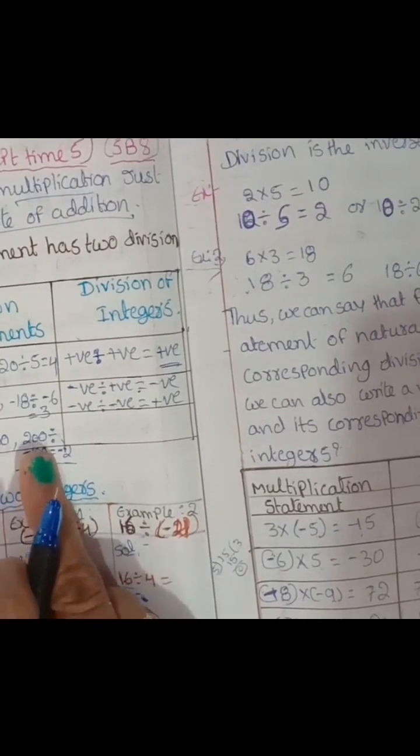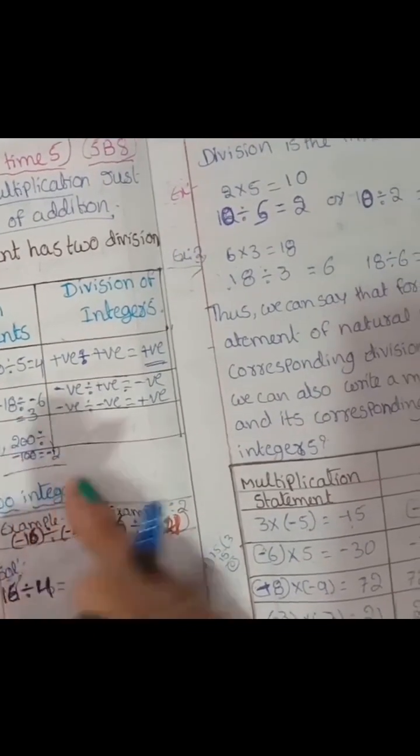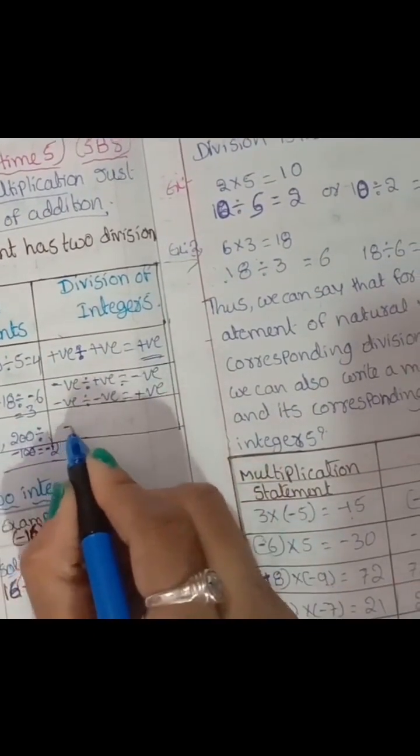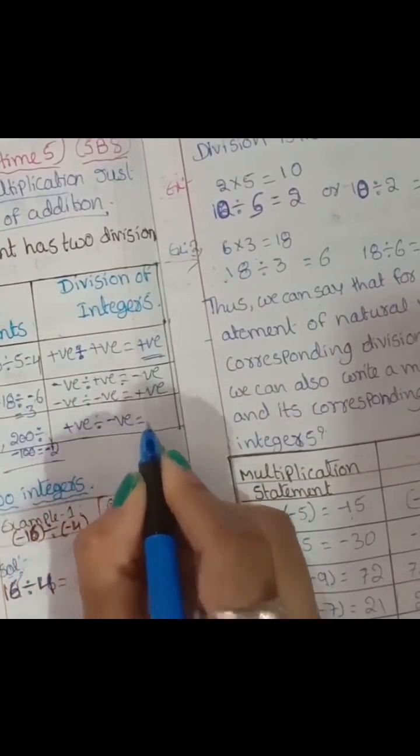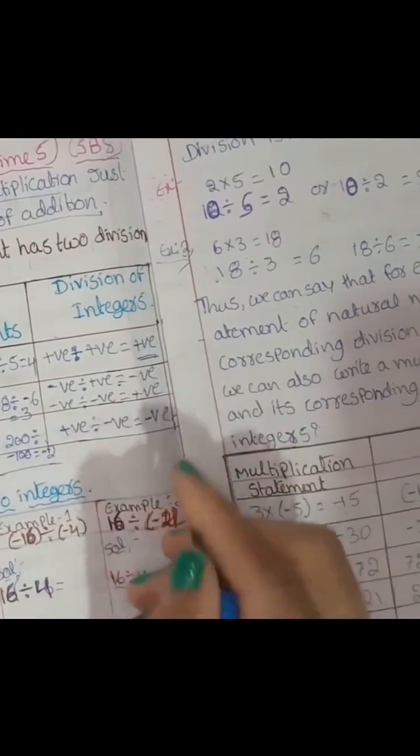And a positive integer divided by a negative integer, we will get a negative integer. So one is a positive integer divided by a negative integer, we will get a negative integer. Are you okay, Gagan sir? Did you understand? Yeah.